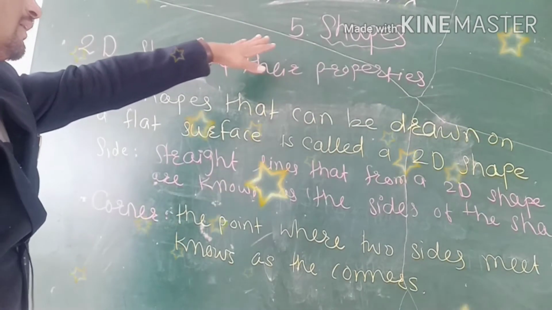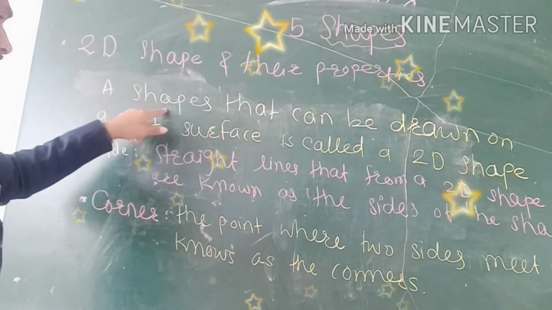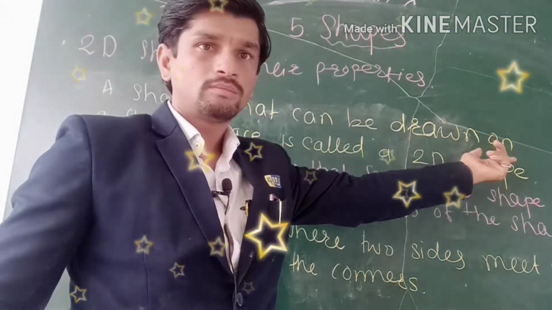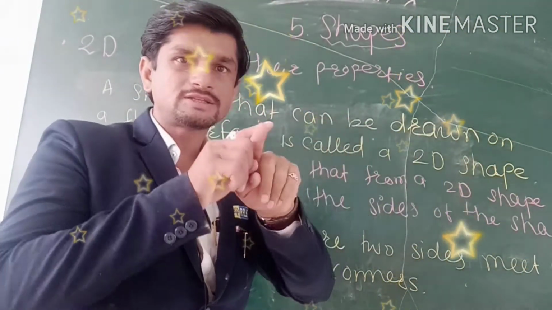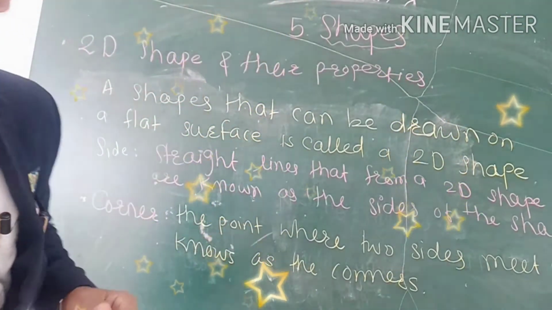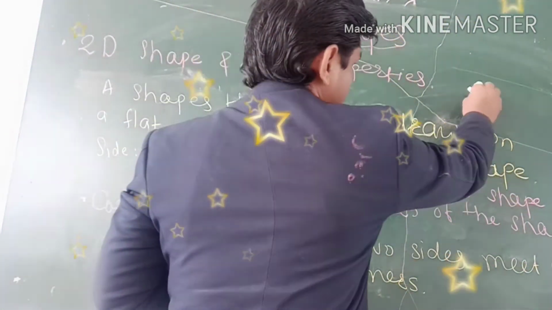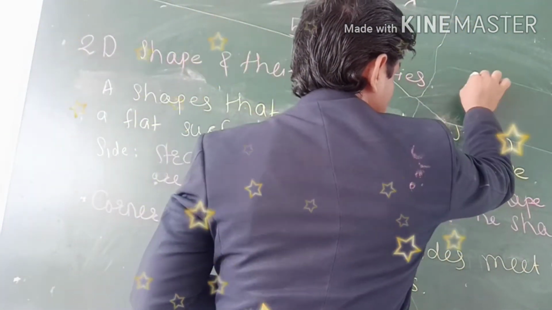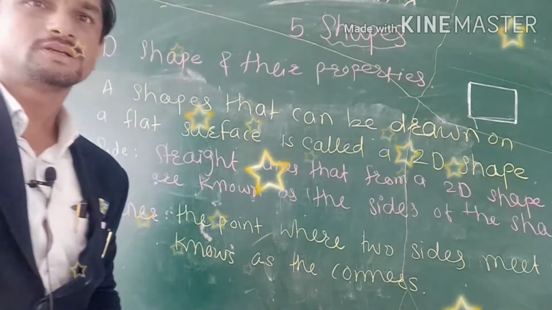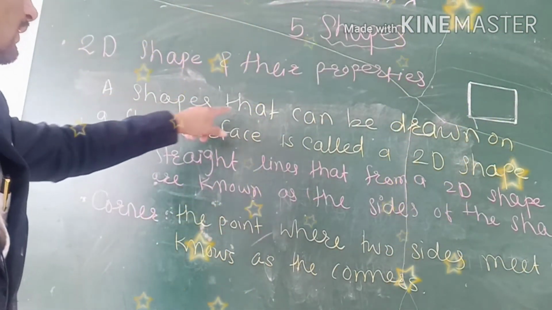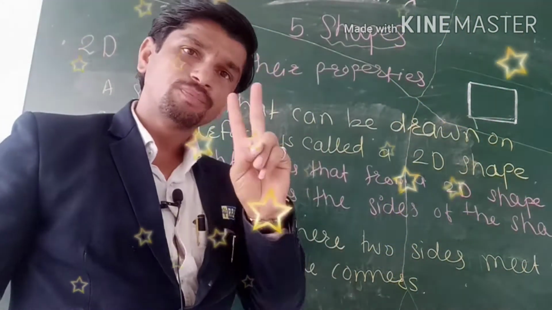Now in this chapter, 2D shape means what? A shape that can be drawn on a flat surface is called a 2D shape. If you draw something on a flat surface, that is called a 2D shape. Like this is the flat surface. If you draw this shape like this, see, this is the 2D shape. A shape that can be drawn on a flat surface is called a 2D shape.